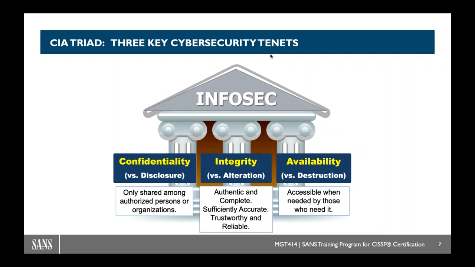You've lost access. The CIA triad may be called AIC or ICA. The order doesn't matter, it's the terms. But disclosure, alteration, and destruction is usually called DAD. That is the opposite of CIA. That's what happens when you lose CIA.